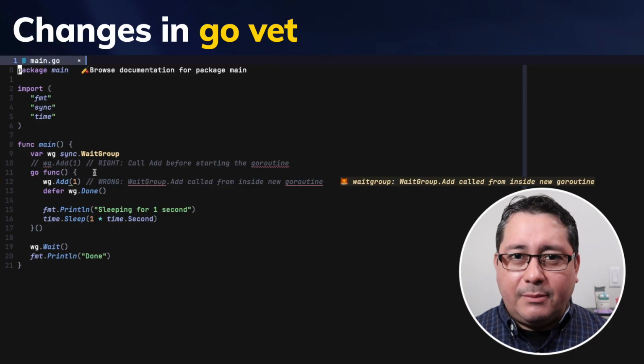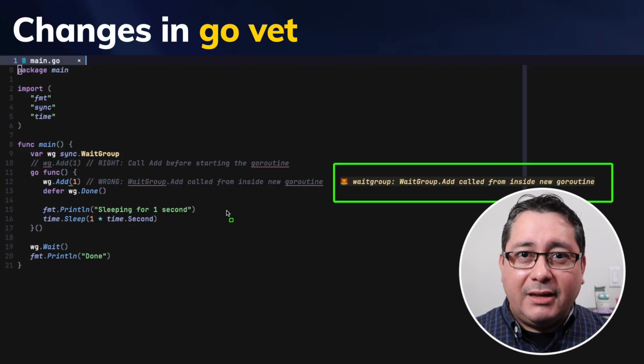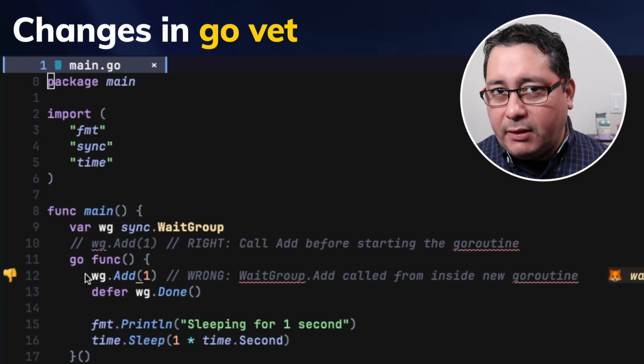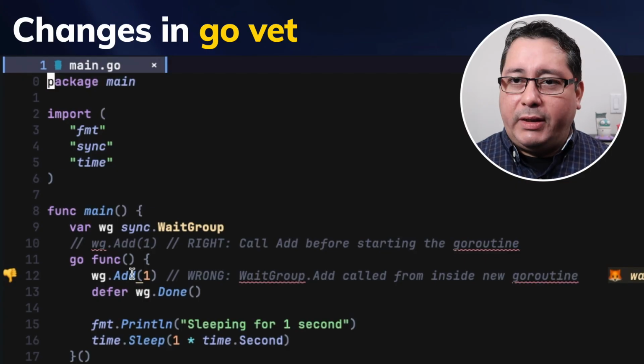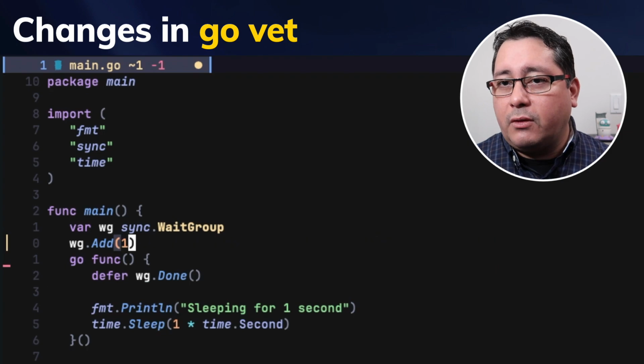For the wait group example, you will notice right away that it's immediately complaining about the way I'm adding to a wait group. I shouldn't be adding to a wait group inside the goroutine, but rather outside of the goroutine. In order to fix this issue, we need to get rid of this Add and instead do it outside and before the goroutine.